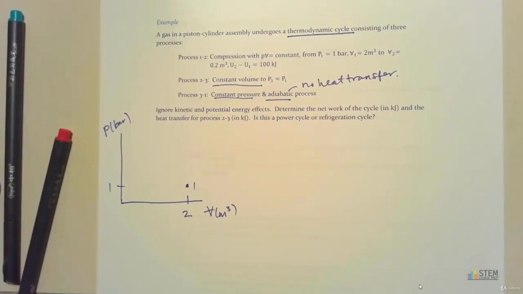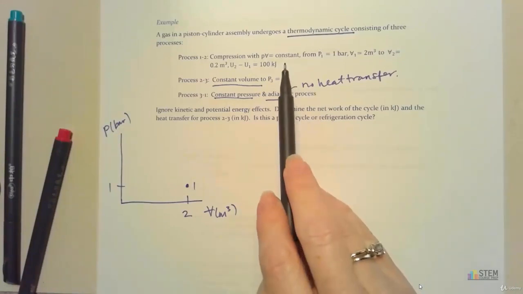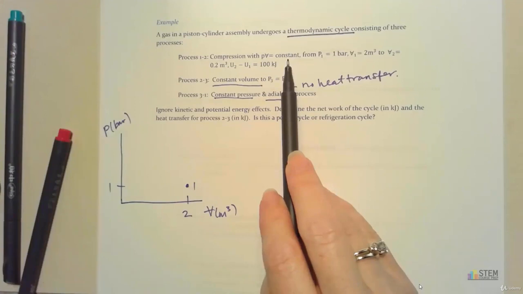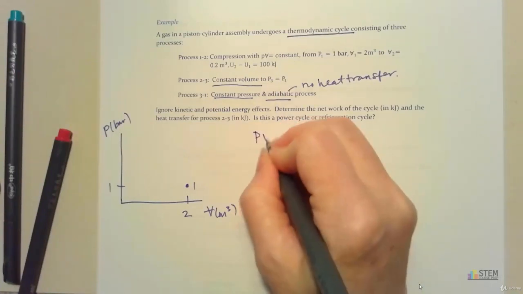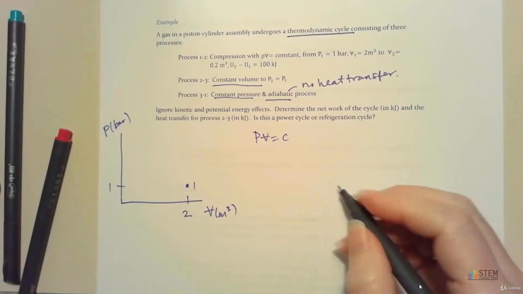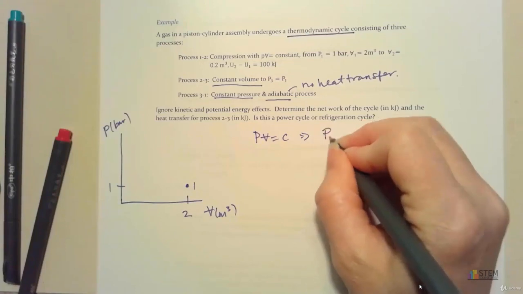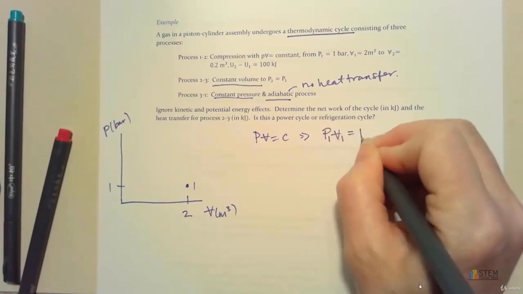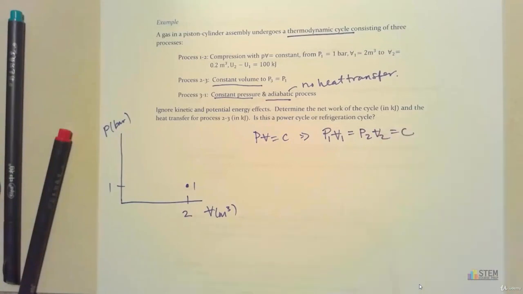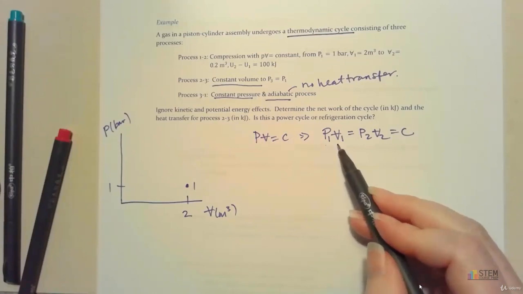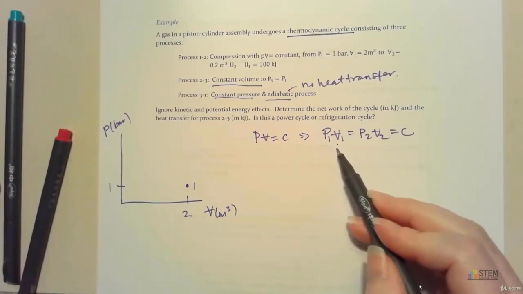Now at state 2, our volume goes down to 0.2, and we've got this relationship of PV equals constant. So we need to find the pressure at state 2. In order to find that, we have to use this relationship here. So let's just put PV equals C. That means that P1 V1 has to equal P2 V2, which has to equal C. Now we have both of the values we need for P1 V1, so we can find C because we can just plug in those values.